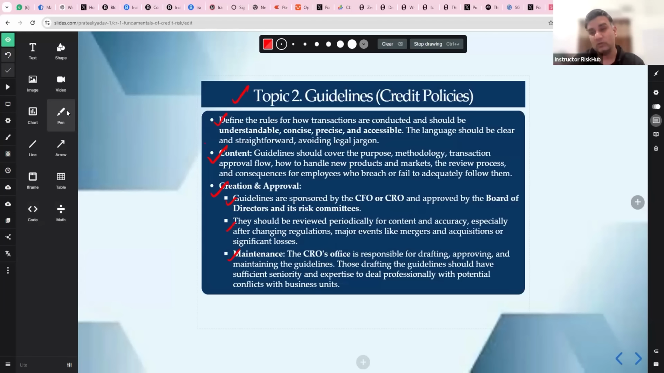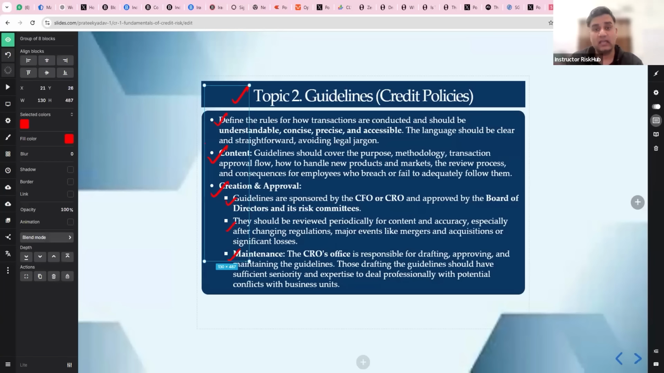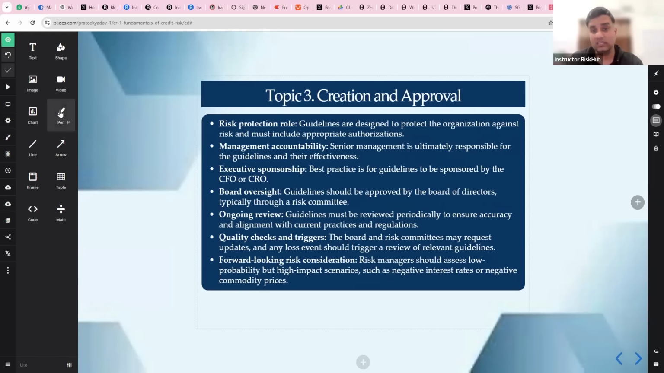And we need to understand the maintenance part also. CRO's office maintains policies. Very, very important insight. This is your natural tension between your business, which wants flexibility, and risk, which wants control. So senior leadership must manage this conflict. This is your real world governance, which we need to keep in mind. Okay. So please understand that. And then we look at your creation and approval, right?